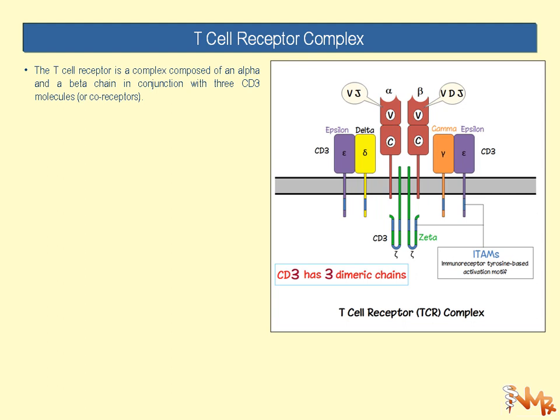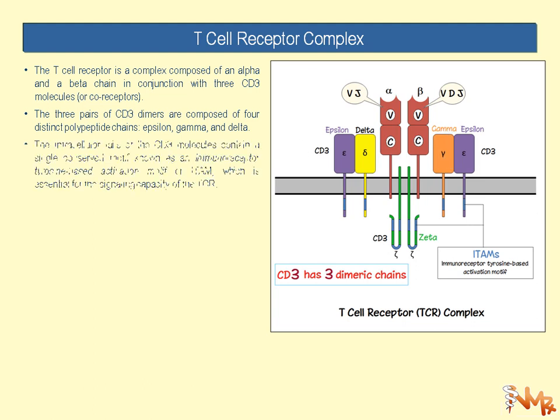The T cell receptor is a complex composed of an alpha and a beta chain in conjunction with 3 CD3 molecules or co-receptors. These are the 3 CD3 parts. 1, 2, 3. The three pairs of CD3 dimers are composed of four distinct polypeptide chains: epsilon, gamma, and delta. Epsilon, delta, and gamma.